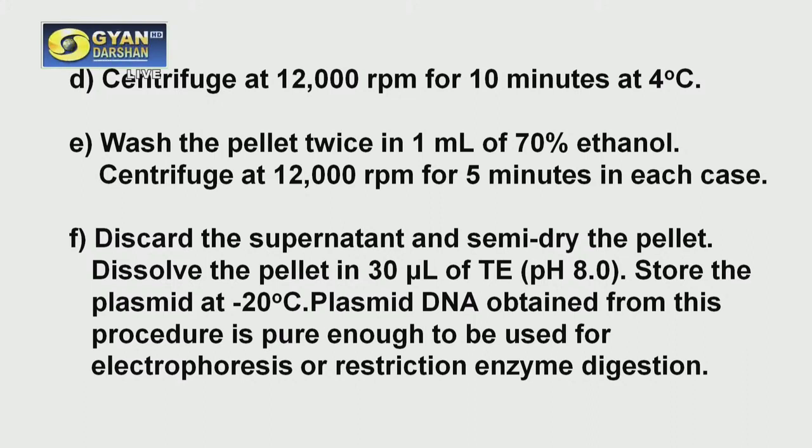So washing means you have to again centrifuge it at 12,000 rpm for 5 minutes. You can repeat this step twice. Discard the supernatant, and now you have to dry the pellet. So now the final step is you have the pellet in the Eppendorf tube and you dry it, and now you dissolve it. You can dissolve it in water, sterile water, or you can dissolve it in TE buffer pH 8, that is Tris EDTA buffer pH 8.